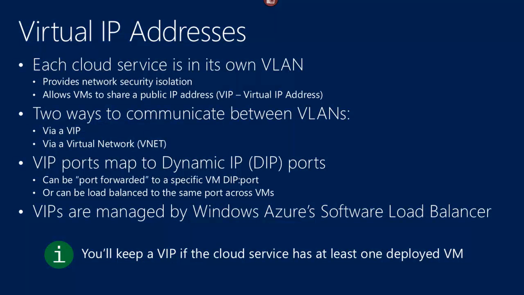And there's multiple ways to communicate between isolated VLANs in the data center. One of them is just by going through the VIPs, and the other one is by connecting those VLANs with an overlay VLAN called the virtual network, which I talked about yesterday morning.